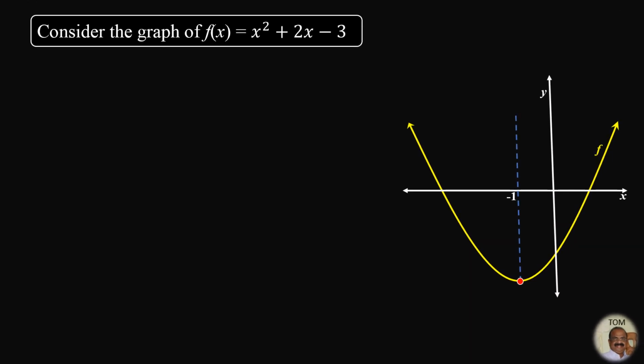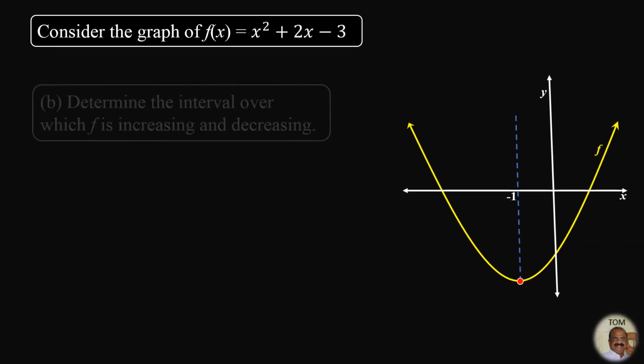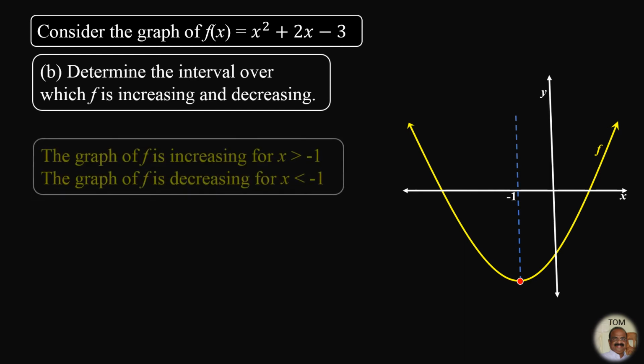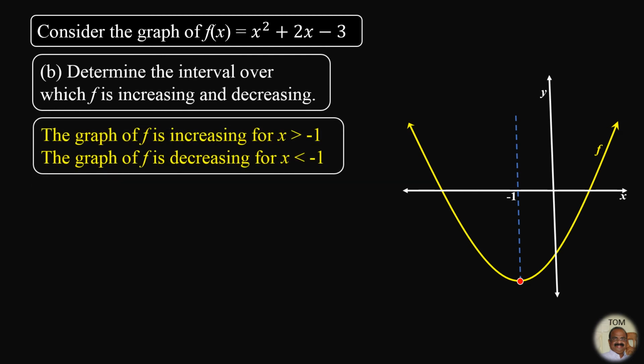Now we go on. Question B, determine the intervals over which f is increasing and decreasing. We can easily find it from the diagram, very clear. To the left of −1, and right of −1. f is increasing for x greater than −1. Look at that. And decreasing for x less than −1. Very simple. So you can answer the question like that.